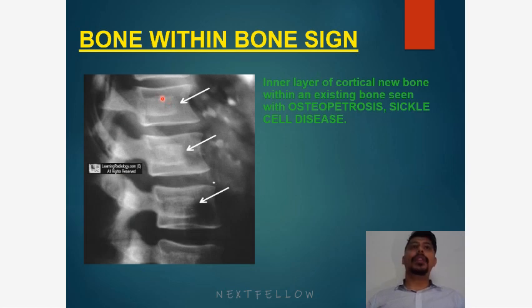Bone within bone sign. So we can see the inner layer of cortical new bone within a pre-existing bone, seen in osteopetrosis and even in sickle cell disease.